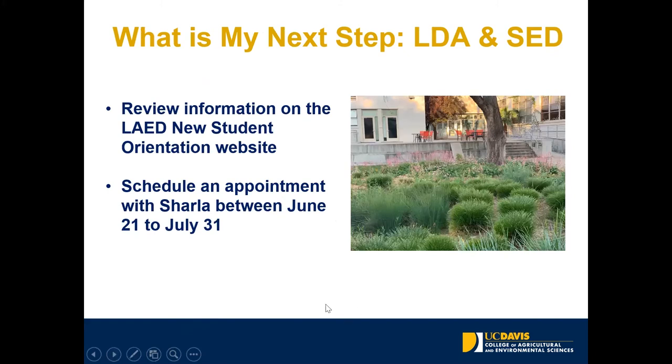So after completing Aggie 101, you'll be directed to the new student orientation page on our program's website, where you'll be able to read information that may answer many of your questions, such as sample fall academic plans, how long it will take you to graduate, and much more. Then schedule an appointment to see me. I'm setting aside the end of June and all of July to see all of my new students, so that you'll be ready when it's time to register for fall classes in August.